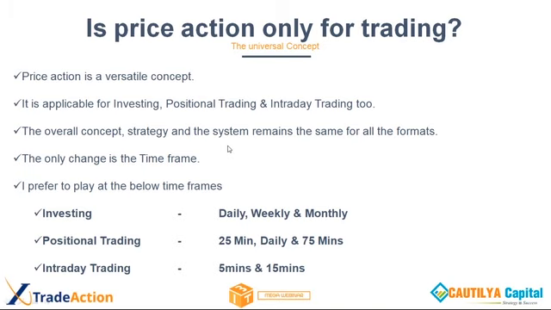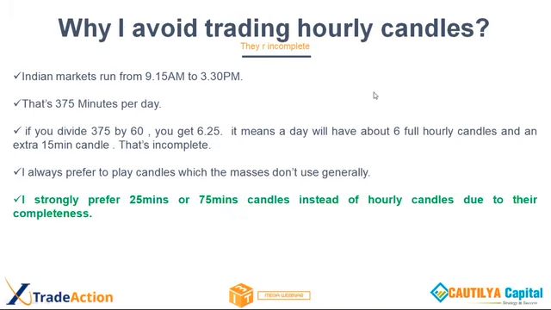Okay. Now, why do I avoid trading hourly candles? That is the reason, because they are incomplete. Understood? I guess this is what we already discussed. And I strongly prefer 25 minutes or 75 minutes candles instead of hourly candles due to their completeness. How to get 25-minute candles? Any time frame in minutes can be obtained in your charting software. The only thing is you need to go to the settings of the intraday and define the times that you want. You can set 25, 75. You can even set 120 minutes for a blending of two hourly candles. I do that. Of course, AmiBroker supports it. I don't know about other software because I've never used them. So we need to check it.